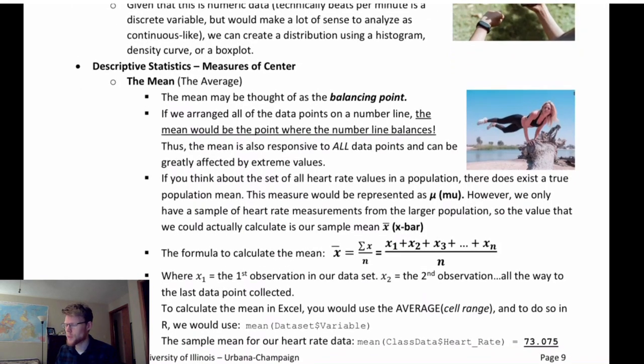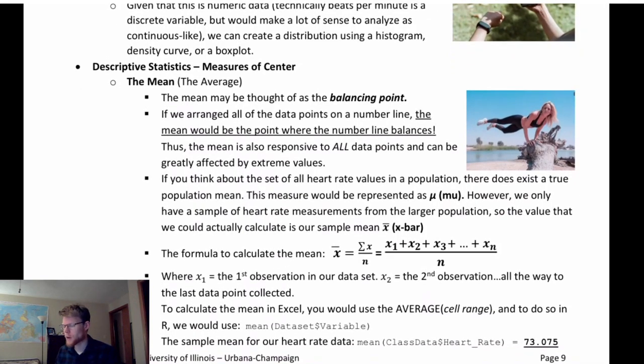So the mean is really the balancing point of our variable. If we were to put all of our data points on a scale or a teeter-totter and try to balance it, the balance point would be the mean, if we were to stack it in a number line.